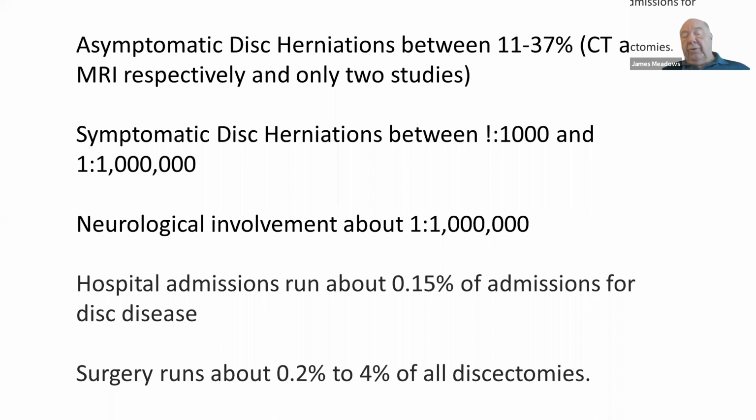You'll also see later on in this that the problem you've got is that myelopathy may be the presenting sign of this disease and possibly symptoms, whereas pain is only present in about 60% of these cases. So it may be higher than 1 in 1 million. It's very rare for this to be admitted to hospital. 0.15% of disc degeneration goes to hospital, and surgery only runs between 0.2 and 4% of all discectomies. And again, if you look at this number, 0.2 to 4%, the span is massive, absolutely massive. So it's showing you that honestly, nobody seems to really know what they're talking about with this.